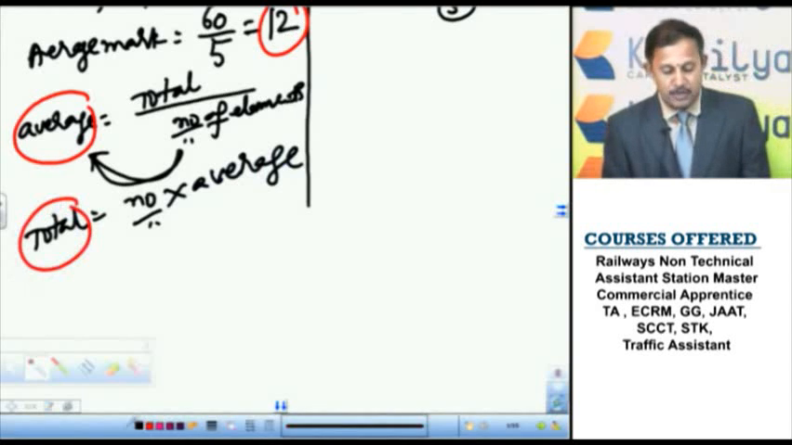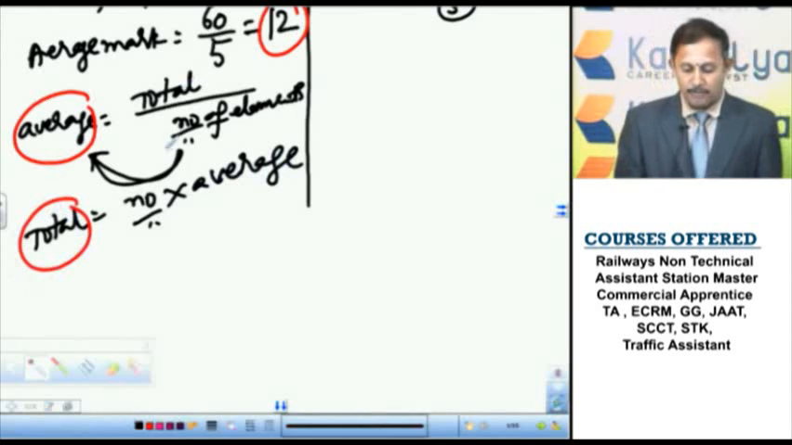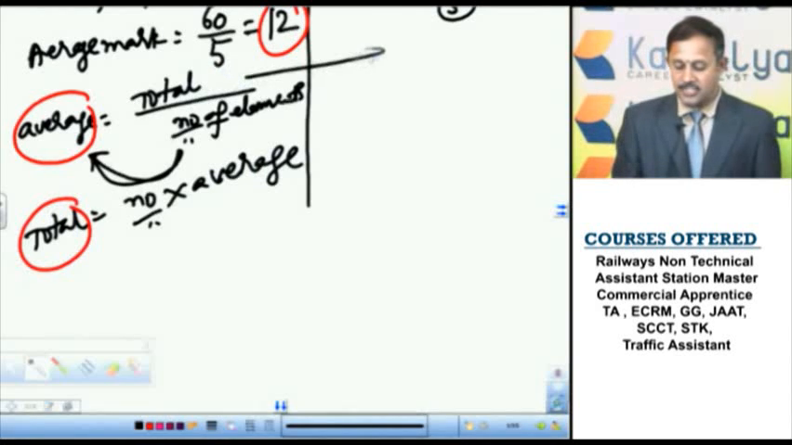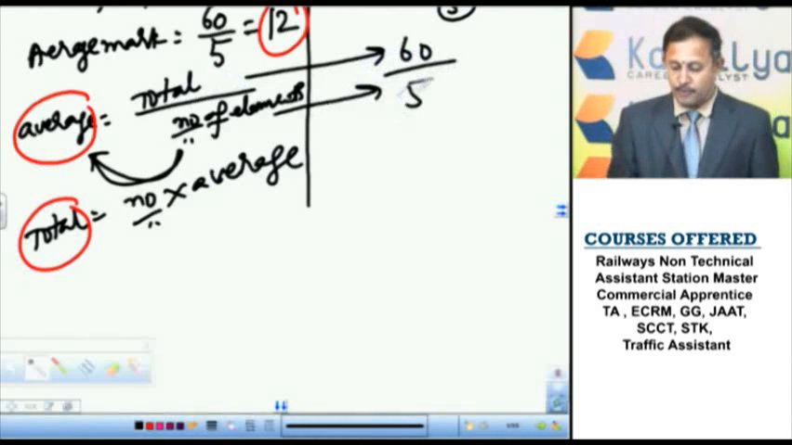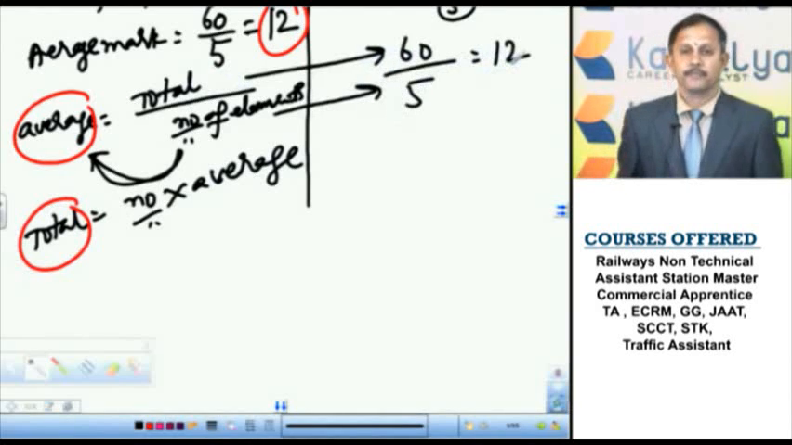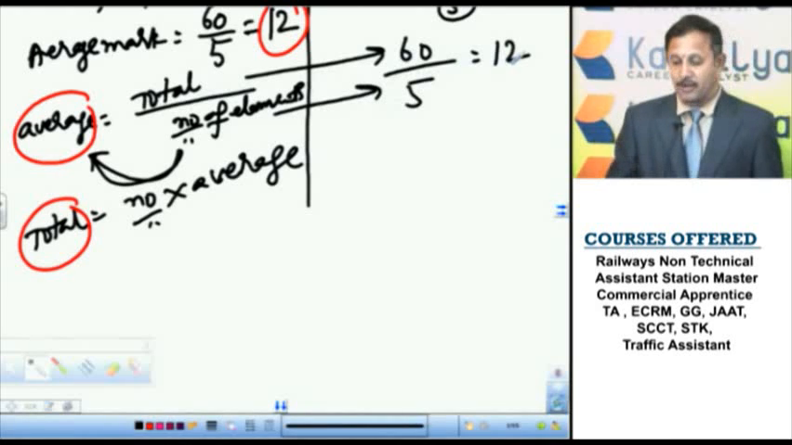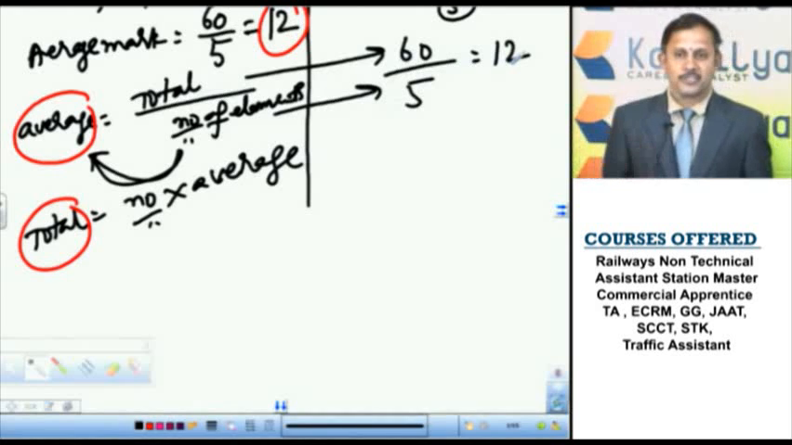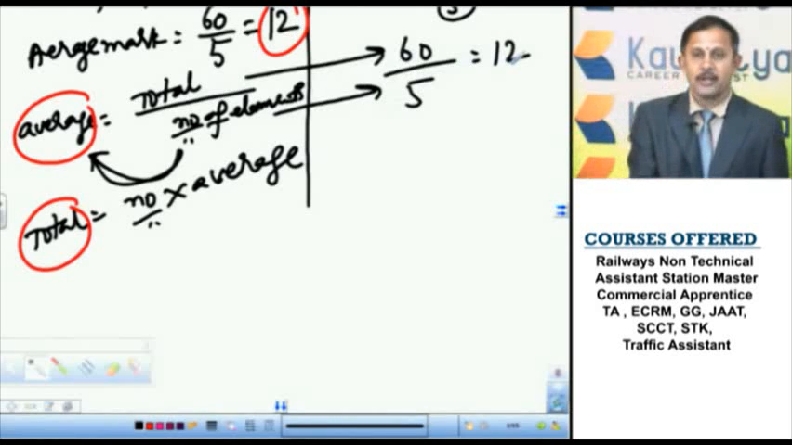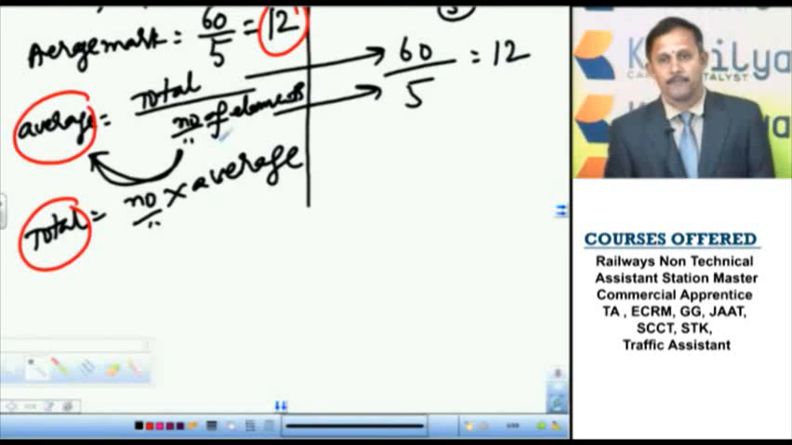So how do we get the average of the quantities? Total of all the elements by number of elements. In this case, the total mark obtained by all the candidates is 60 and the number of candidates is 5. So what is the average mark? 12. But what you have to observe is that the average is 12, but it doesn't mean all the people got exactly 12 marks each, right? Nobody got 12 marks, but the average mark of the class is equal to 12, right?